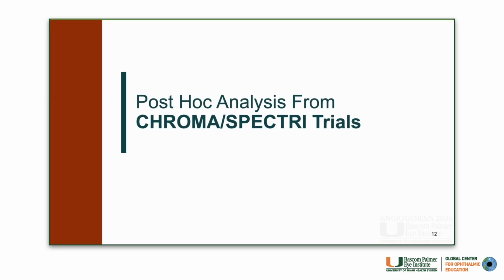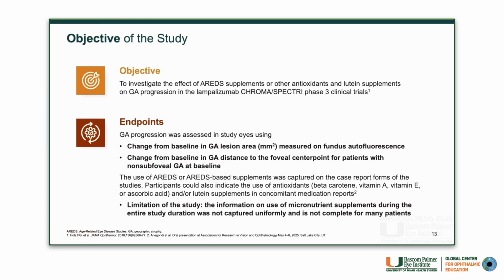And we have 2 good data sets to review. First is from Chroma and Spectri, which were the pivotal trials evaluating lampalizumab versus sham on GA growth progression in patients with bilateral GA. A post-hoc analysis was conducted to assess the effect of AREDS or other antioxidants and lutein supplements on GA progression.